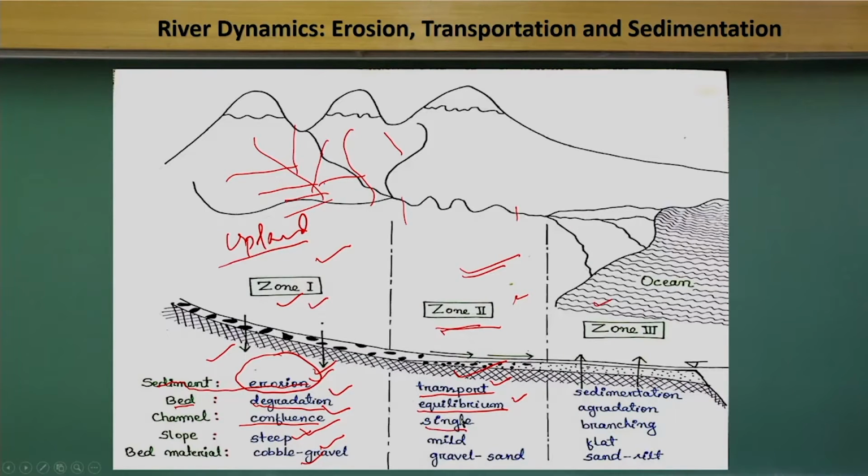The channels will more or less be single channels and the slope will be mild, and here you can see that there is a composition of gravel and sand. So that is zone 2.